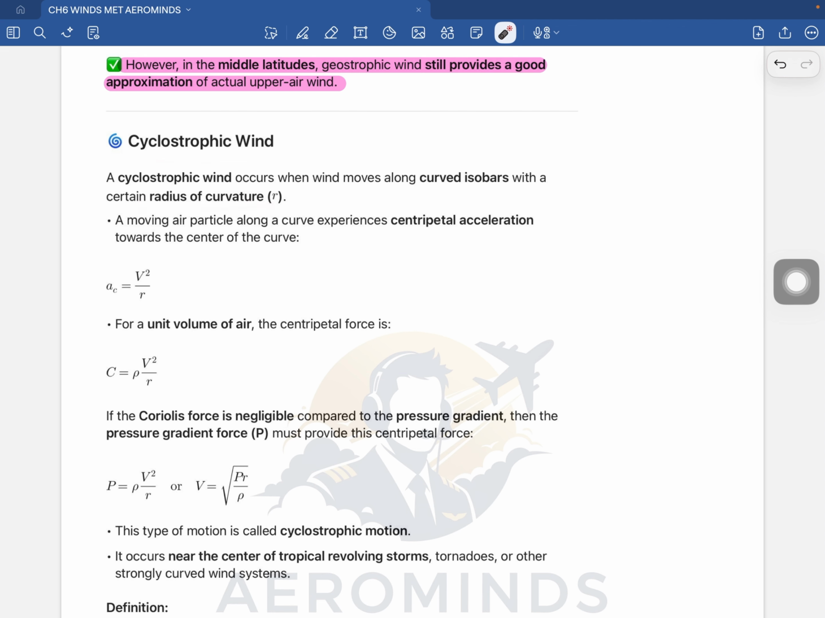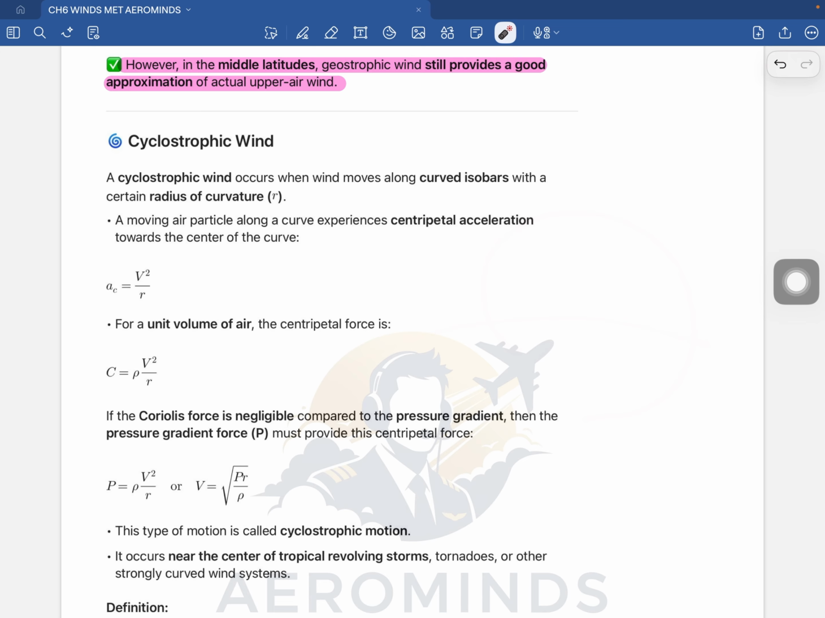Okay, now the radius of curvature simply means how sharp the curve is. If the radius is more, it is like this. If it is less, it is like this. Okay, so a small radius means a very tight curve, and a large radius means a very gentle curve.